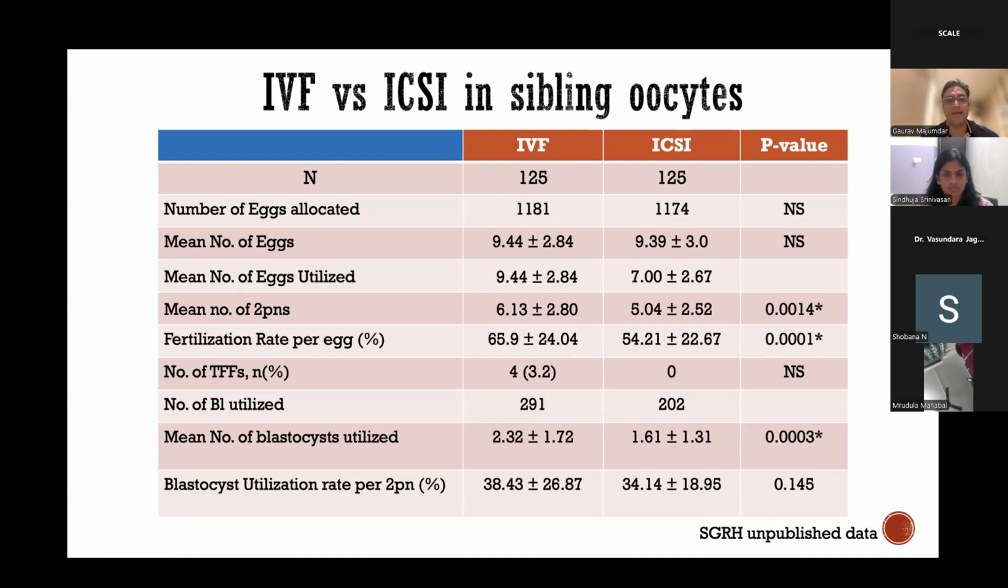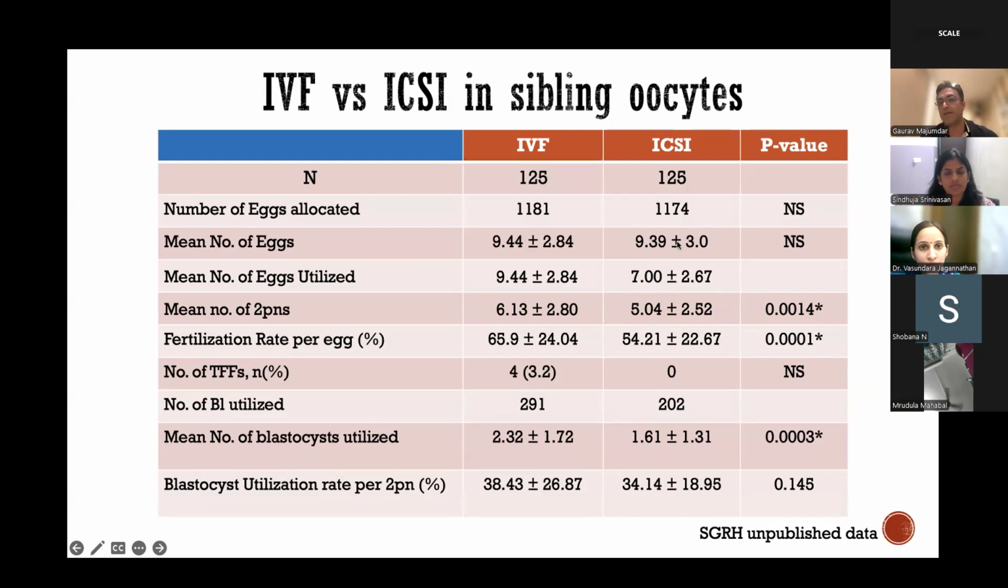And the result was that the mean number of fertilized 2PNs was statistically higher in the IVF arm, right? And also, what we saw was that the fertilization rate per egg allocated was higher for IVF. I hope you understand the difference between fertilization rates per egg and per injected egg, right? So these are rates which take into account all the eggs, where the denominator is 9.39 and not just the eggs that were injected.